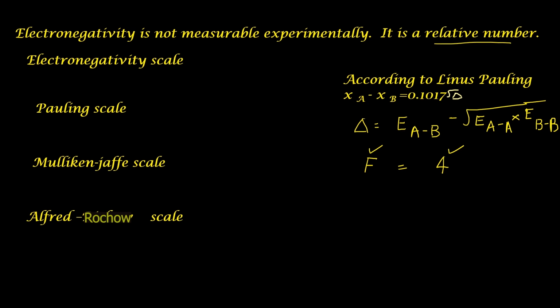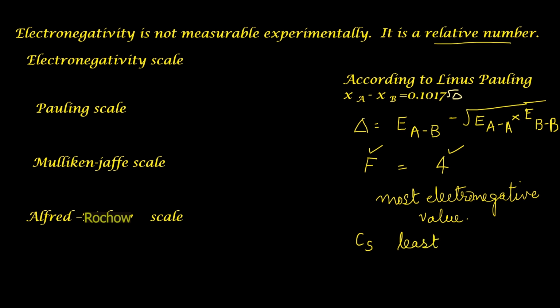It is only a number. It has no unit. Fluorine is supposed to be the most electronegative element and cesium, the last element in the first group, is supposed to be the least electronegative. That is, fluorine has a maximum capacity to attract electrons towards itself and cesium the least. The relative electronegativity of cesium is 0.7.